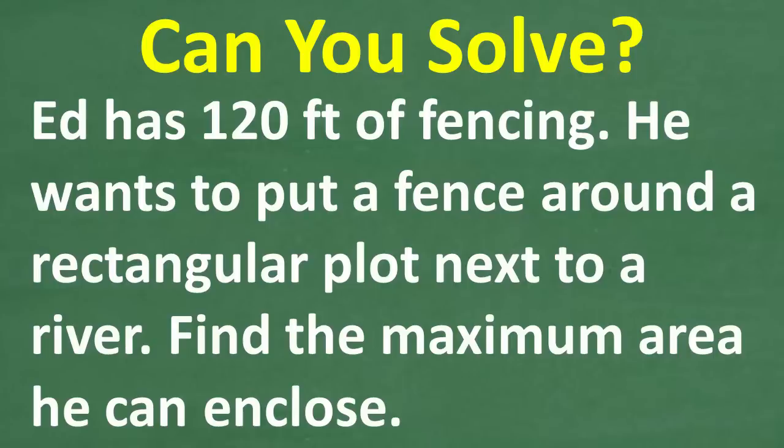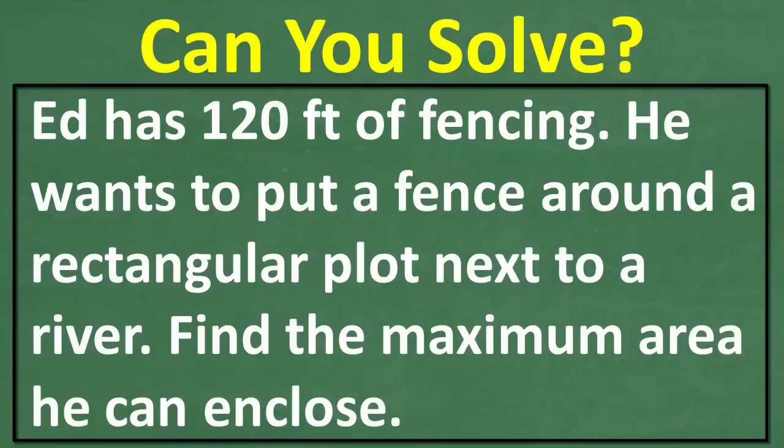So get ready to put your math skills to work to solve this interesting little math word problem. Matter of fact, let me go ahead and read the problem. It is as follows. Ed has 120 feet of fencing. He wants to put a fence around a rectangular plot next to a river. Find the maximum area he can enclose with this amount of fencing.